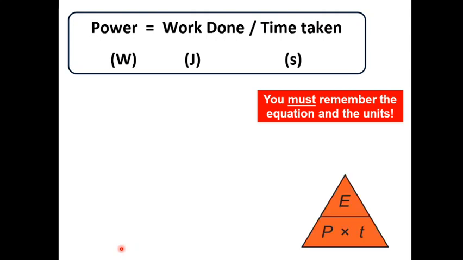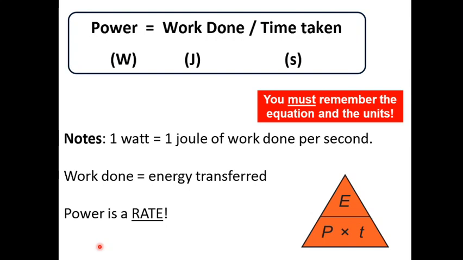And here's a triangle that you can alternatively memorise, as long as, of course, you remember what all the letters mean. So here we've got E, again, for work done, as it was previously, capital P for power, and lowercase t representing time. Just a bit more information that we've already talked about: 1 watt of power is equal to 1 joule of work done or energy transferred every second.